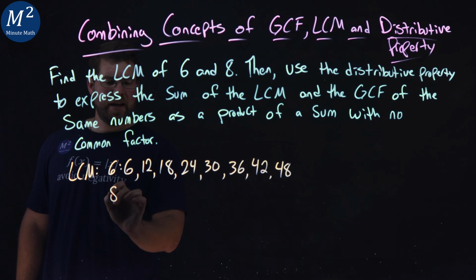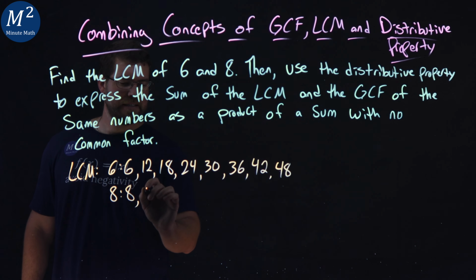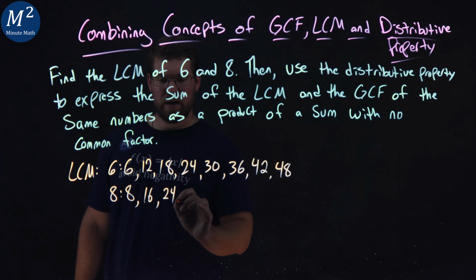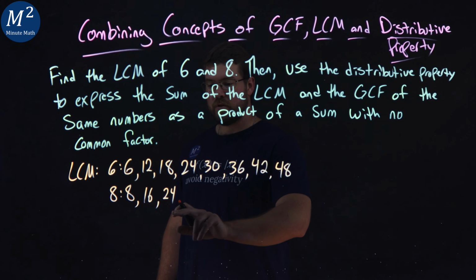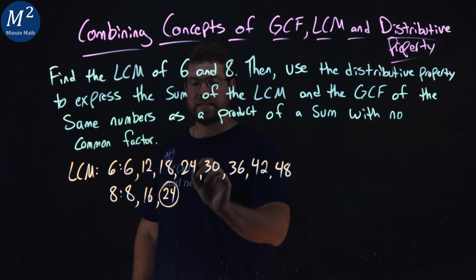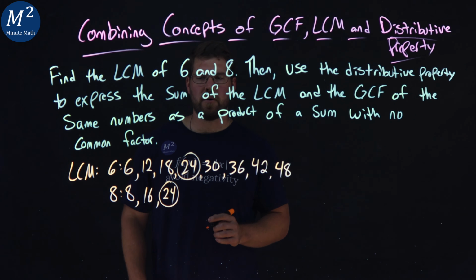Let's find the multiples for 8 now. We have 8, 16, 24 right there. And there we have it. We have our least common multiple. We see we have 24 in both of them. So our least common multiple of the two numbers is 24.